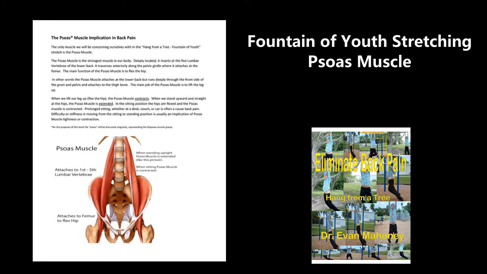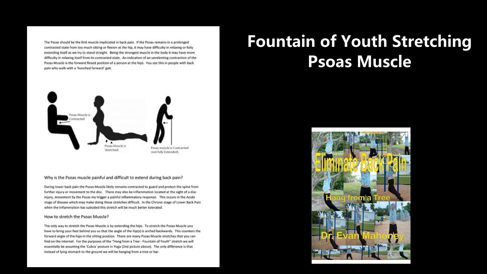If the psoas muscle remains in a prolonged contracted state from too much sitting or flexion at the hip, it may have difficulty relaxing or fully extending itself as we try to stand straight. Being the strongest muscle in the body, it may have more difficulty relaxing itself from the contracted state. An indication of unrelenting contraction of the psoas muscle is a forward flexed position of a person at the hips.